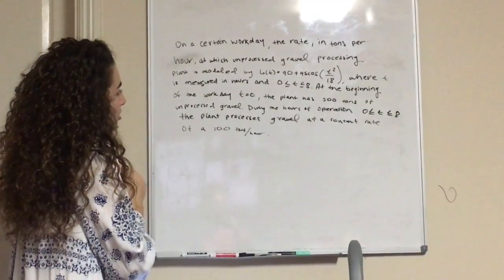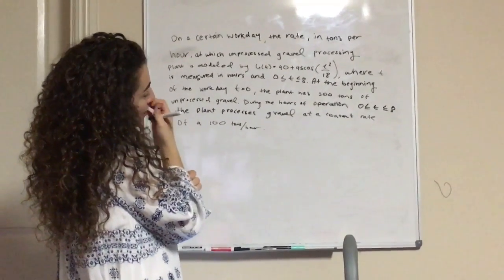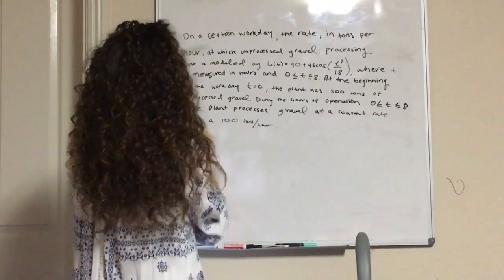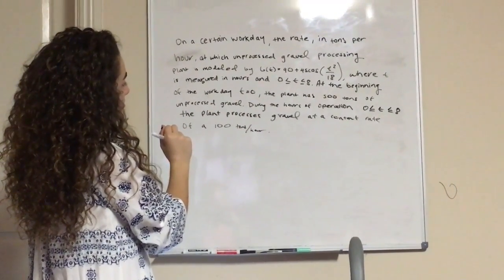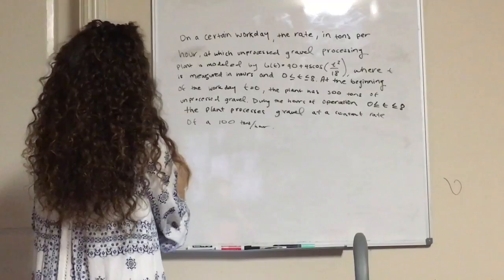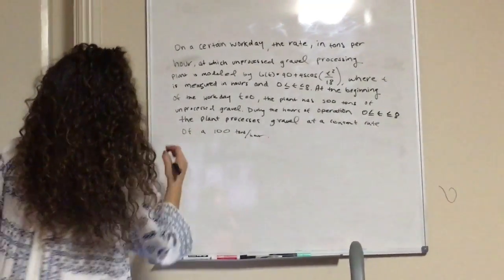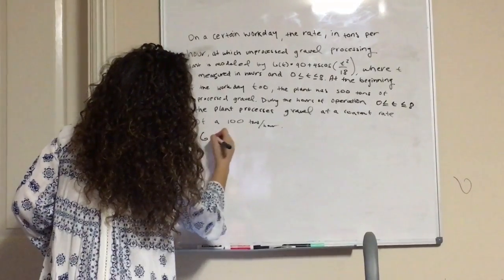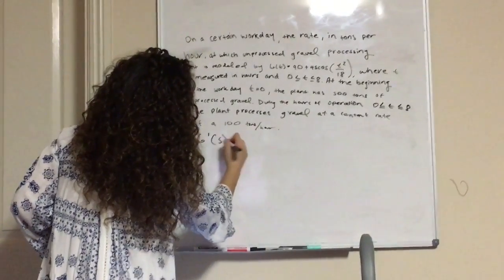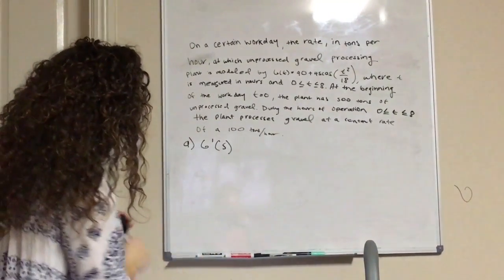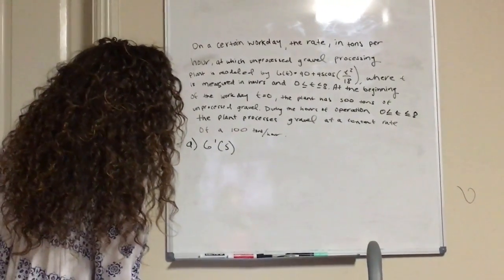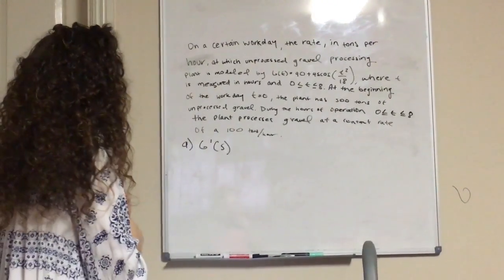During the hours of operation, 0 is less than t, which is less than 8. The plant processes gravel at a constant rate of 100 tons per hour. And A is saying find G prime of 5. And it's also asking us to interpret your answer in the context of the problem.